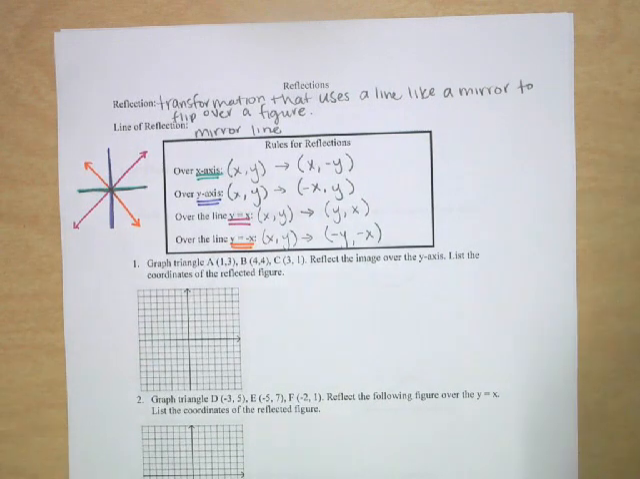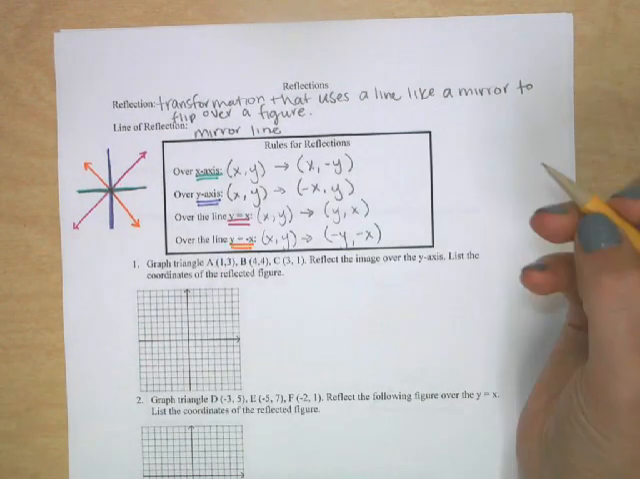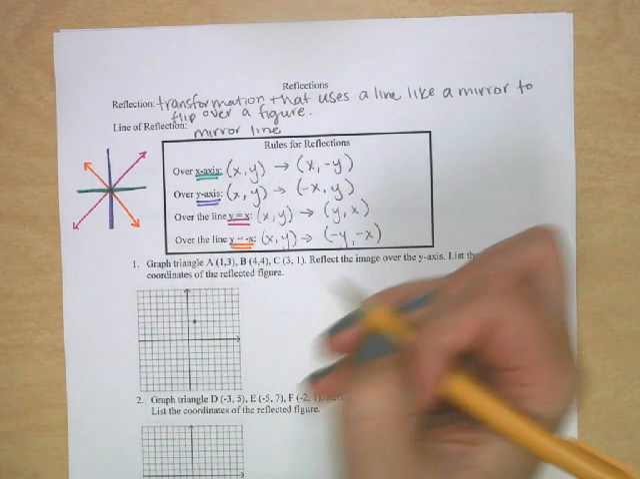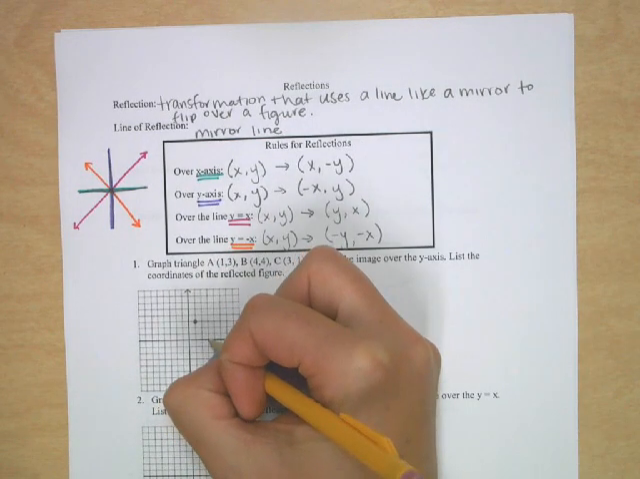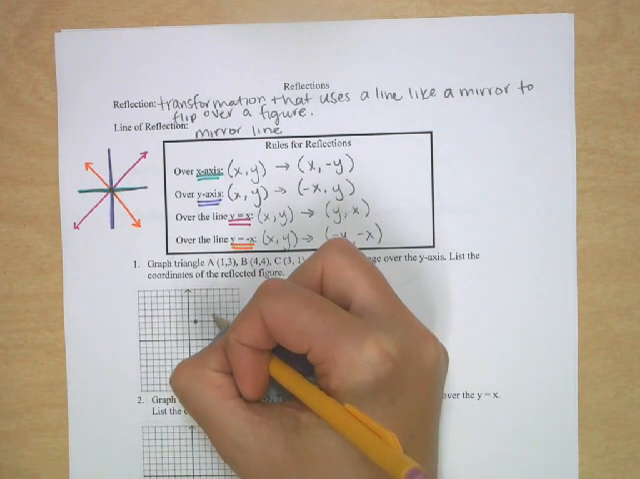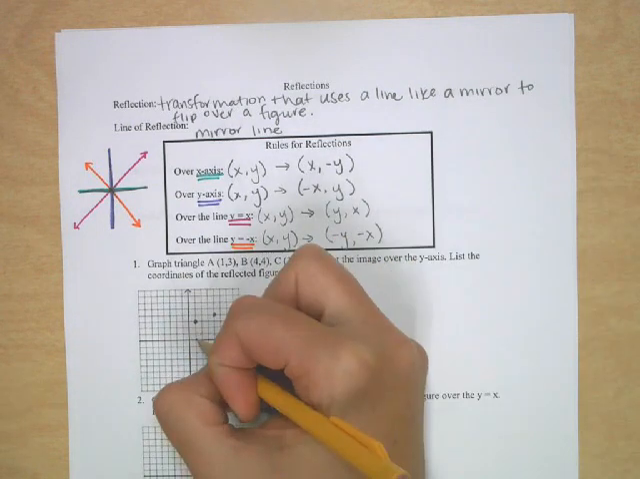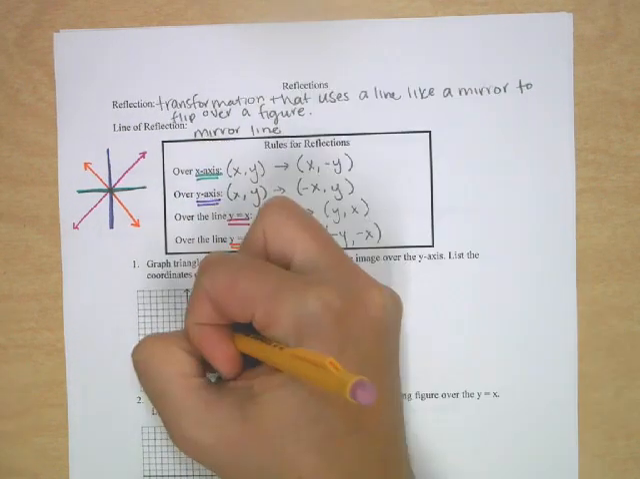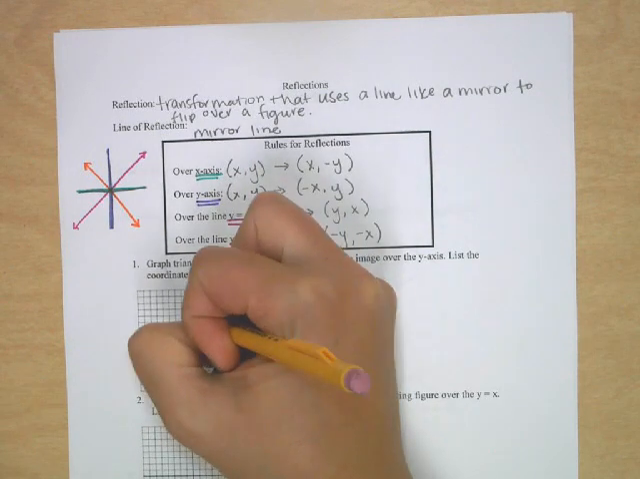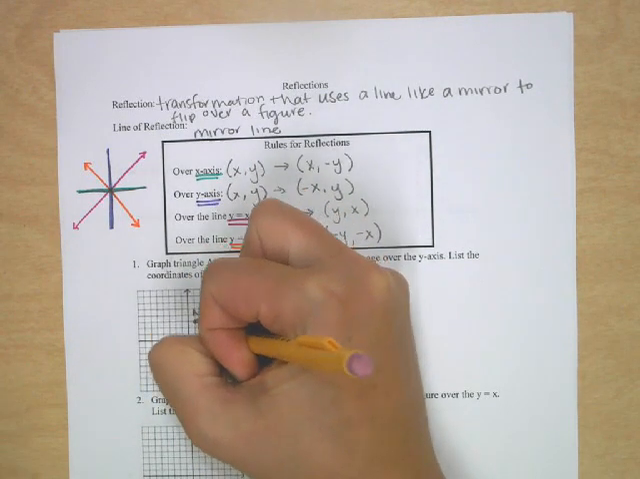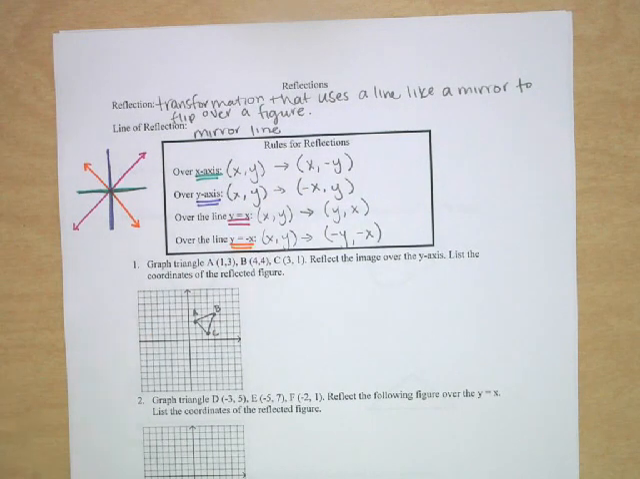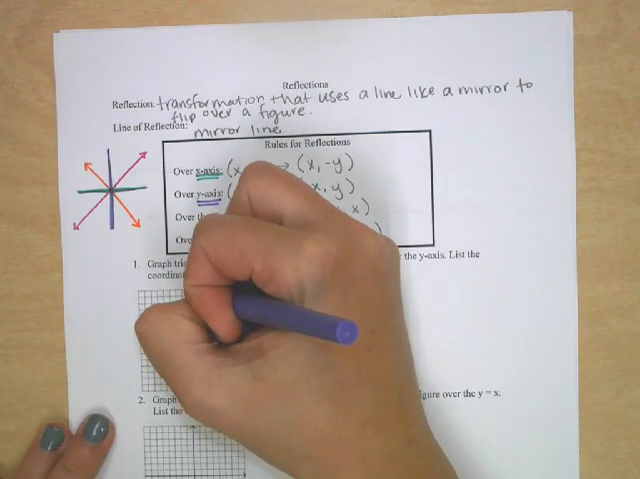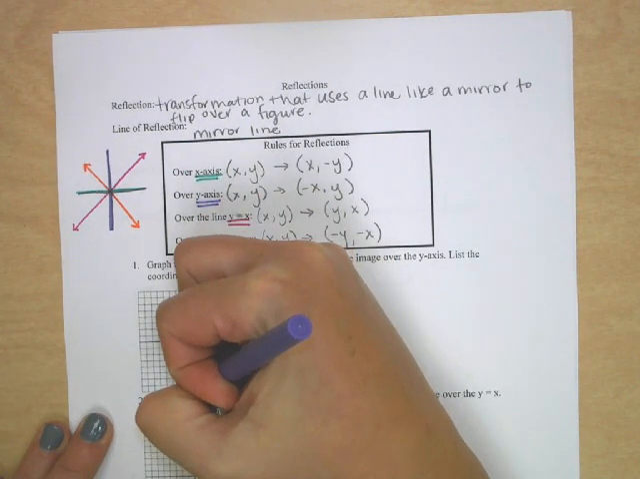The first one that we're going to do is graph the triangle. So I'm going to graph triangle ABC. So A is at 1, 2, 3. B is at 4, 4. And C is at 3, 1. So I'm going to connect them. And I'm going to label. And we're going to reflect over the Y-axis. So I'm going to keep my colors the same. I want the Y-axis right here.